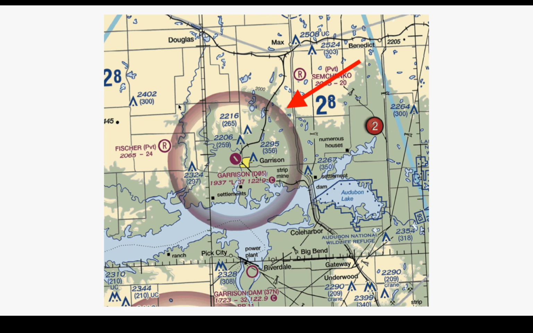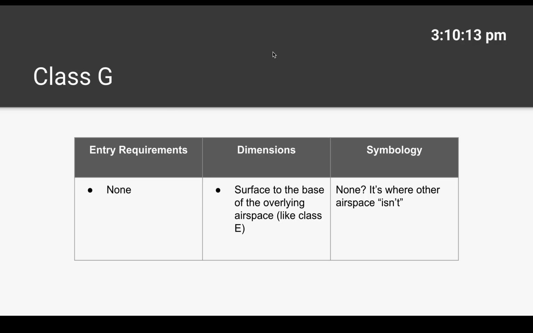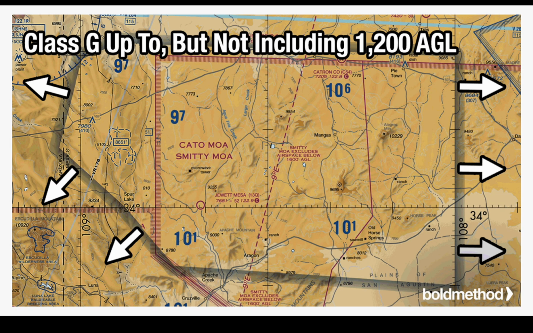So, for example, in this one, there's Class E inside this circle, but there's G right below that bumps up into it. There's G right below that. Symbology, well, none, because it's where the airspace isn't. It's sort of like a filler. It fills in everything else. Now, Class G for visibility has some pretty complex requirements. So let's get with those.